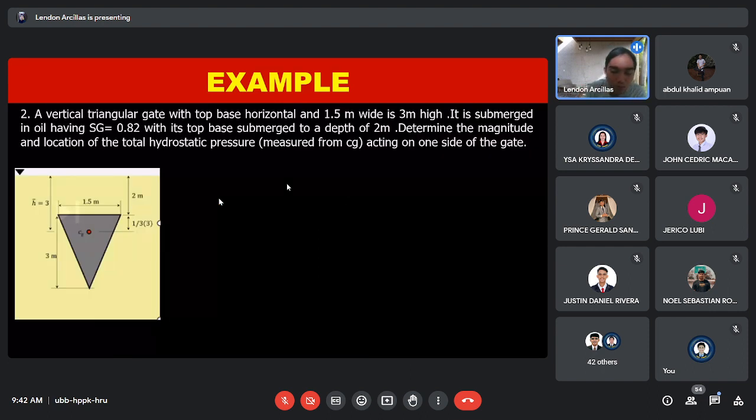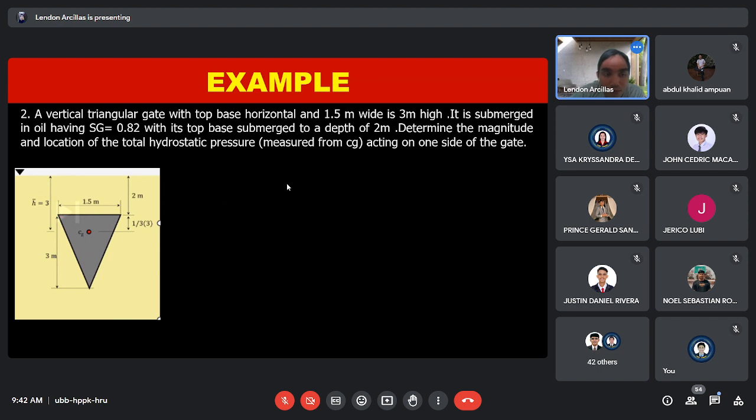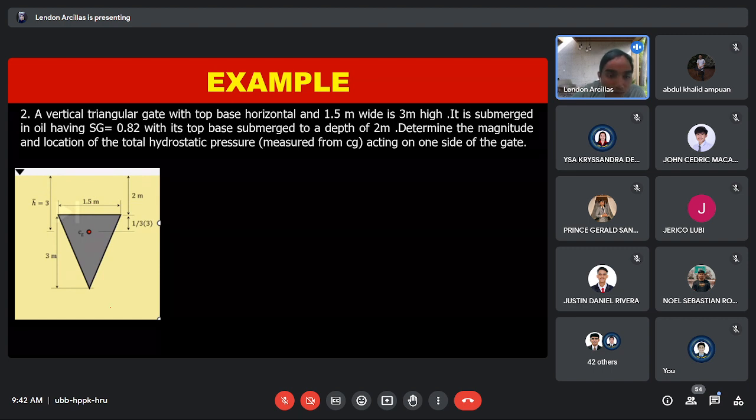So let's have two problems. Okay. So a vertical triangular gate with top base horizontal and 1.5 meter wide, 3 meter high. Ito yung ating object submerged vertically or straight, which is yung top niya is 2 meters below the surface. It is submerged on oil. Submerged siya sa oil na 0.82, with its top base submerged at depth of 2 meters. Determine the magnitude and the location of the hydrostatic force or pressure measured from CG acting on one side of the gate. So, again, ano yung formula ng force natin? Specific weight times H bar times the area.